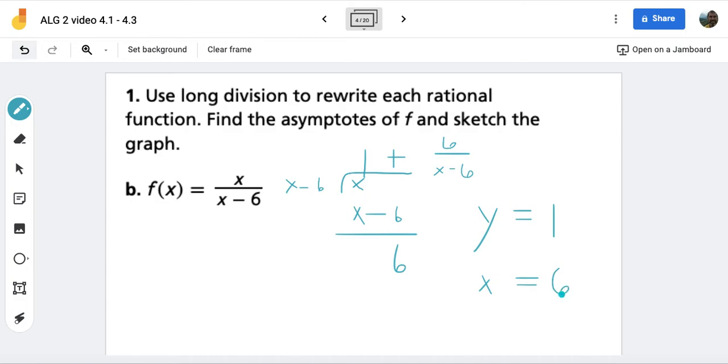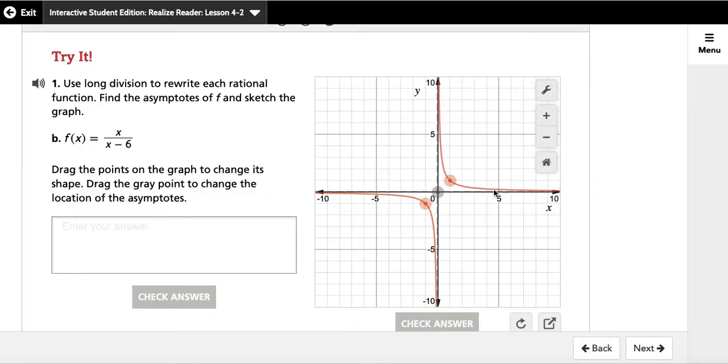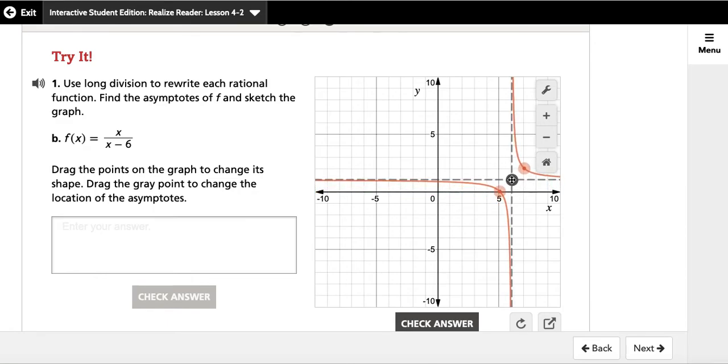So let me go back to the Desmos to graph that. X equals 6 and y equals 1. I need to zoom out. X equals 6. And y equals 1. So that brings it up to here. Now I need to know where to move these. Let me plug in a point. Since I'm over here, let me plug in 5. I get 5 over 5 minus 6, which is negative 1. 5 over negative 1 is negative 5. So at 5, I'm at negative 5.